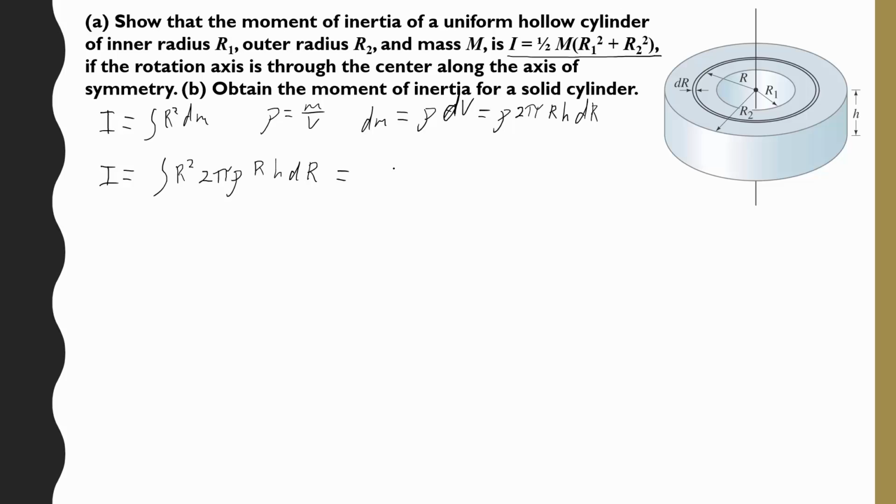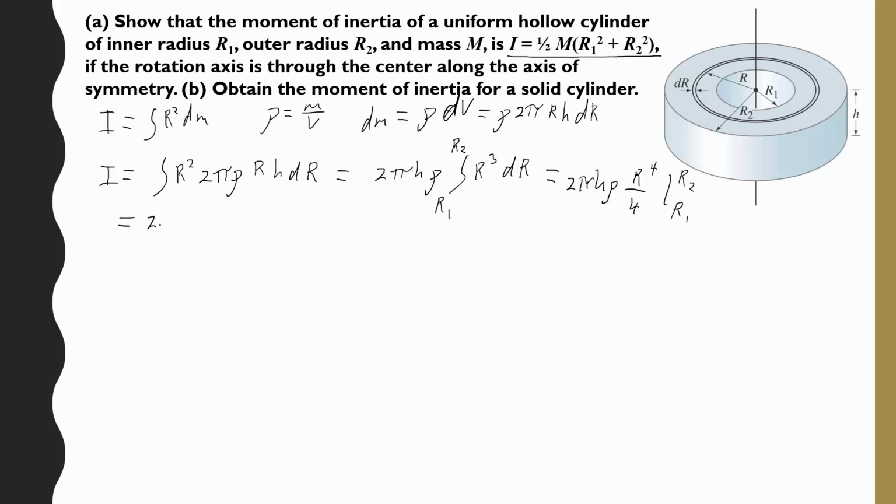We can pull out all the constants, so we're going to have 2 pi times h times the density. I keep switching the orders just to keep you on your toes. We can combine these r's here to get an r cubed dr. And we want to integrate from the inner radius r1 to the outer radius r2, and we have a pretty simple integral to do here. So we've got 2 pi h rho times r to the 4th over 4, evaluated from r1 to r2.